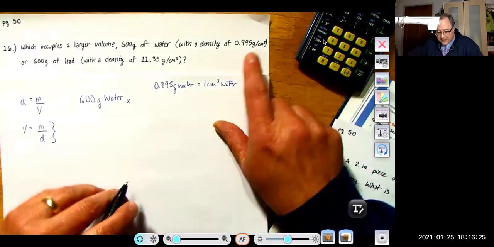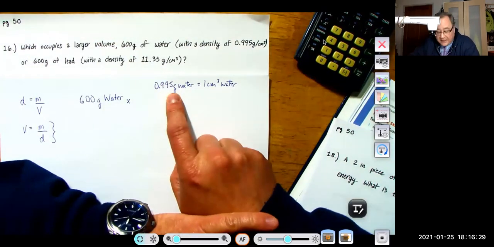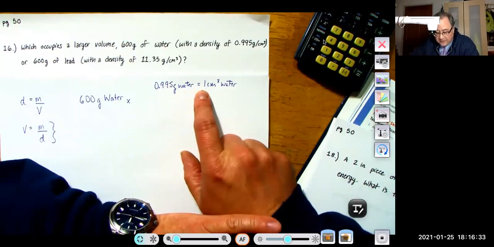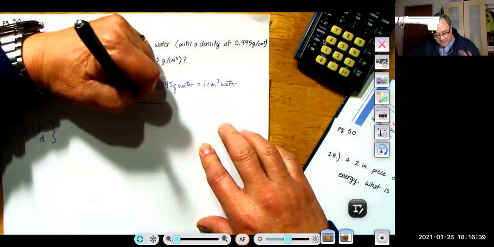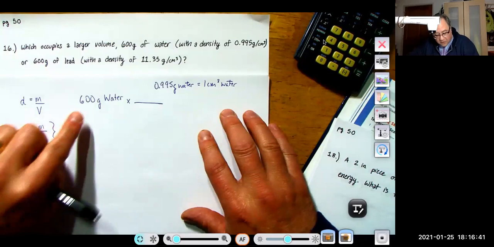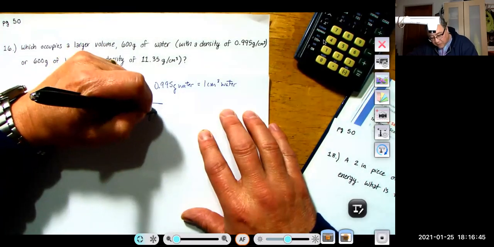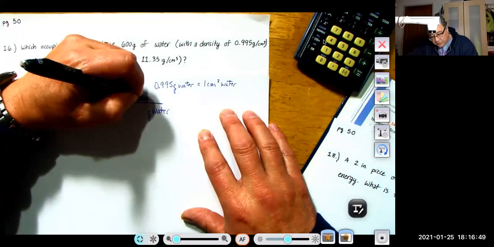When you write things out like this, this is called a number, this is called a unit, and this is called a label. Number, unit, label. Now, in the best of worlds, if I want to get the volume out of this, I would like to multiply by something that has grams of water on the bottom and centimeters cubed of water on the top.